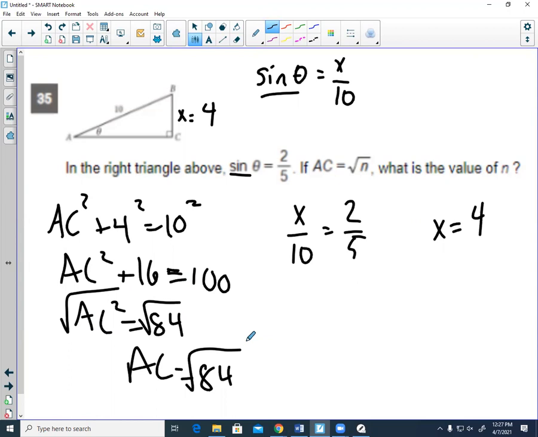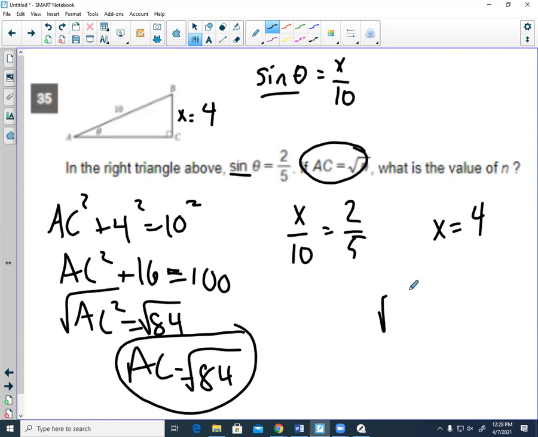That's what's tough. Because if you think about the way the question is asking you, it says if AC equals the square root of n, and if AC is equal to the square root of 84, then basically it's telling you that the square root of n is equal to the square root of 84. What is n? N is 84. That's the part about this that's tricky.